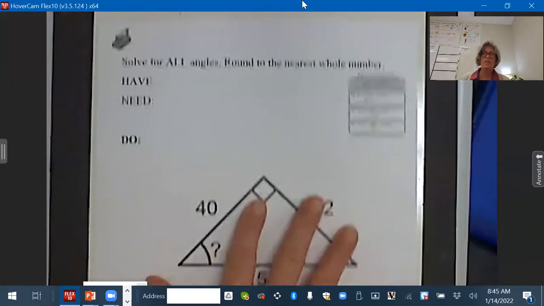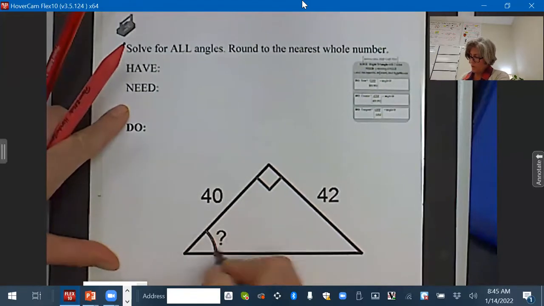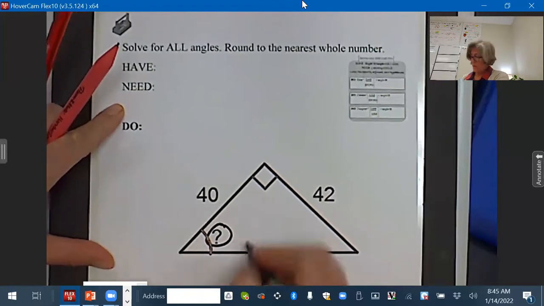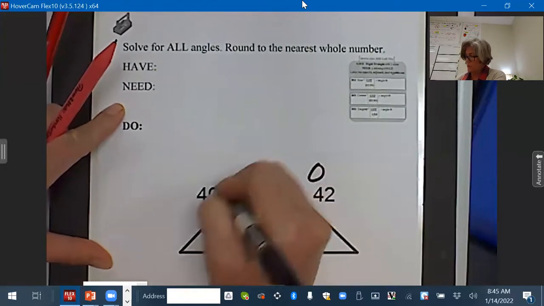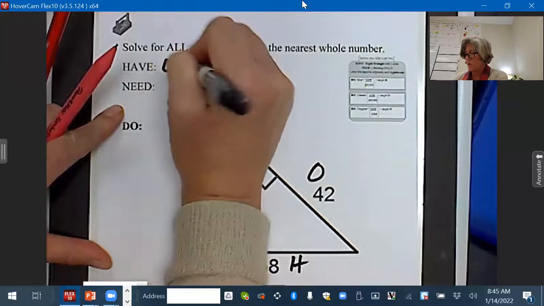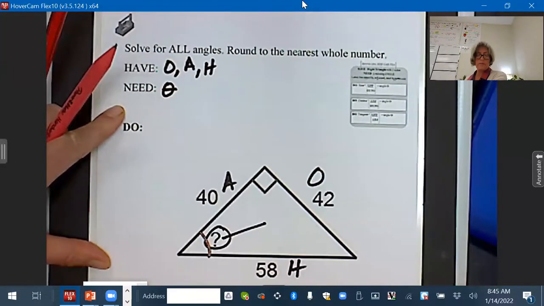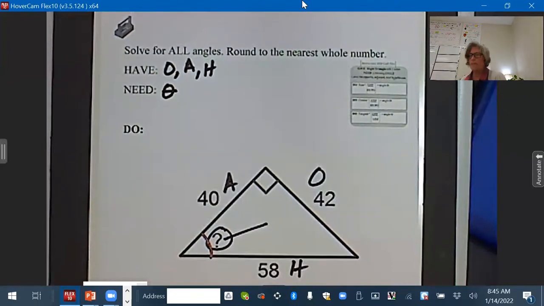Last one, we use Sohcahtoa to find side lengths. We use inverse Sohcahtoa to find angles. So in this case, we're going to look for this angle, and we have the opposite, the adjacent, and the hypo. We're looking for an angle theta. And you're like, well, I've got all three.